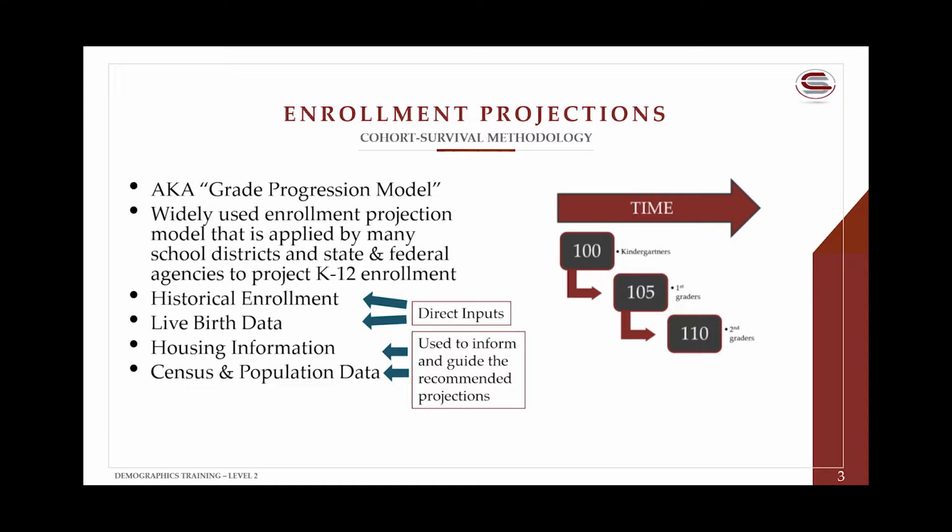The low, moderate, and high enrollment projections are determined based on a selected average or weighted average of survival ratios. The recommended enrollment projection is based on a detailed analysis of historical enrollment and resulting survival ratios with consideration of housing information. For example, has an increase in building permits resulted in an increase in survival ratios in recent years? And is housing development expected to continue over the next several years?